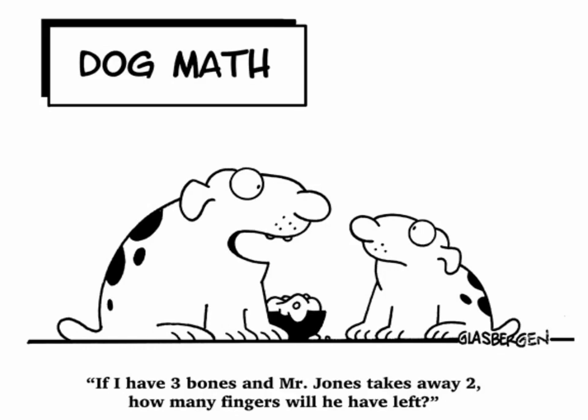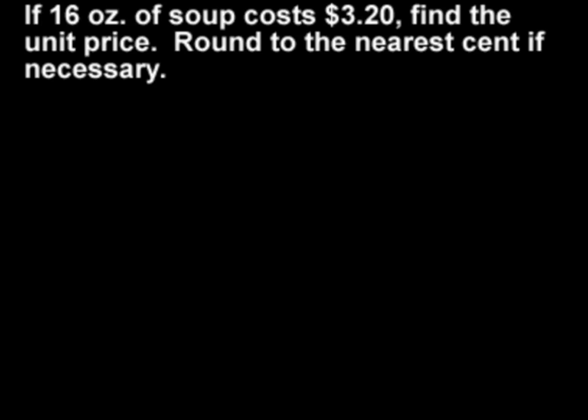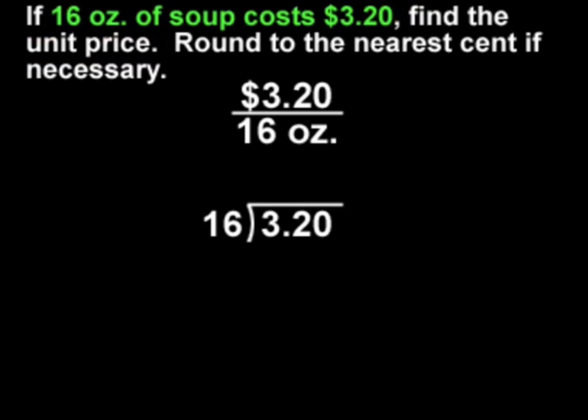And here's a real world problem where you can use this and it can compare prices. This is something you're going to do every day, and it's so important to know how to do this. So 16 ounces of soup cost $3.20. Find the unit price. This is where it might get a little tricky, but let's look at how to do this. So we're going to just divide the two.